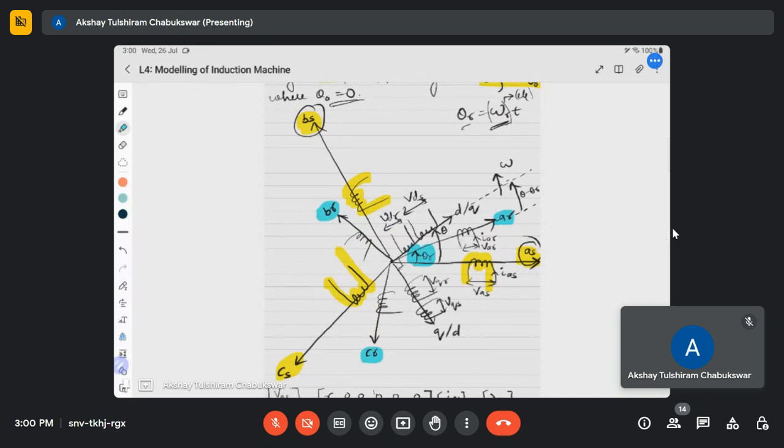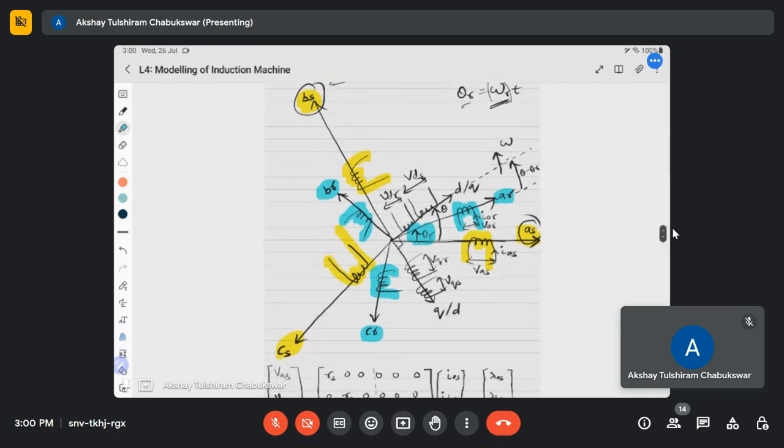What are the axes? AR, BR, and CR. Correct? So what we did is we assumed the stator and rotor windings go from distributed to concentrated. Why? Because if you draw the vector representation of three-phase quantities, the resultant can be depicted as a rotating phasor.